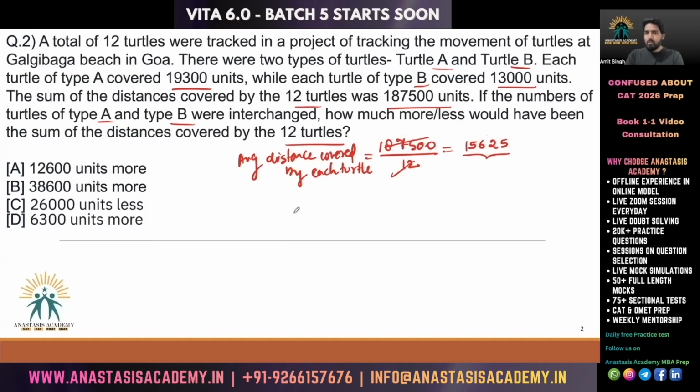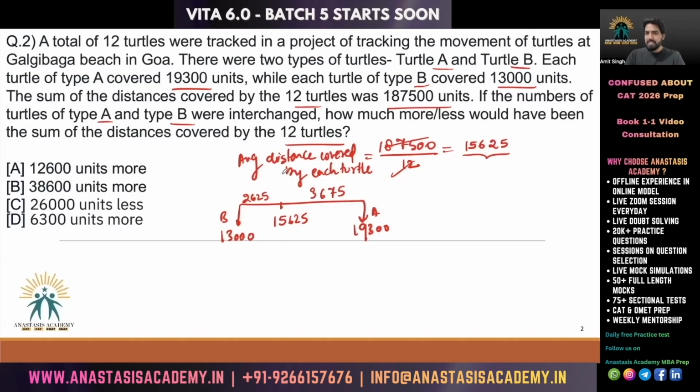Now, can you see I can use alligation now? I have this scale with me. So here are the type B turtles, which cover 13,000 units each, and here are the type A turtles, which cover 19,300 each. And I'm getting the final average distance covered by each turtle as 15,625. Can you see this difference is 2625? And this difference would be 375 plus 300, 675, and 16 and 3, 19, right?